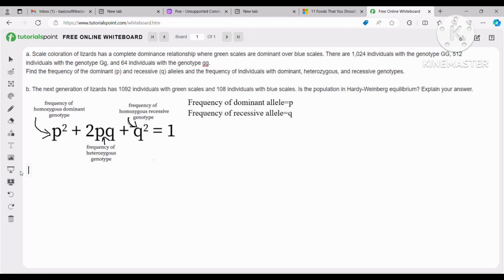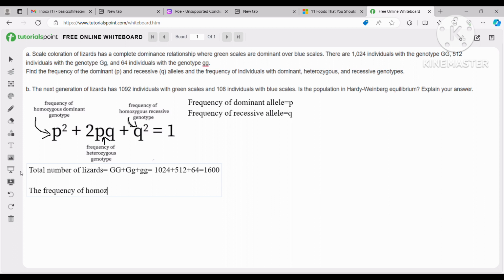Law, it will assume that for a population, the frequency of alleles and also genotype is going to remain the same in the absence of any evolutionary influences. For example, in this problem, they have given a lizard population with different phenotypes. First, we need to add up all the phenotypes, like G, small g and homozygous recessive phenotypes.